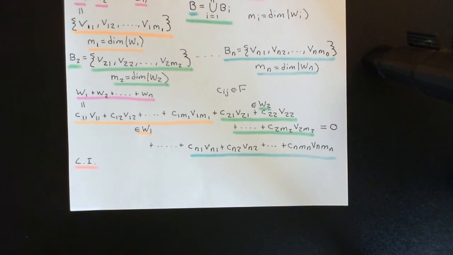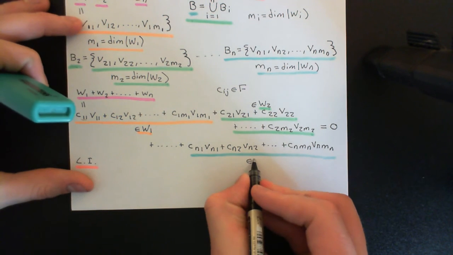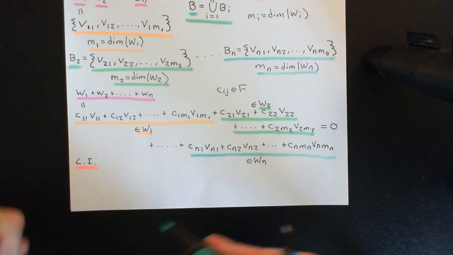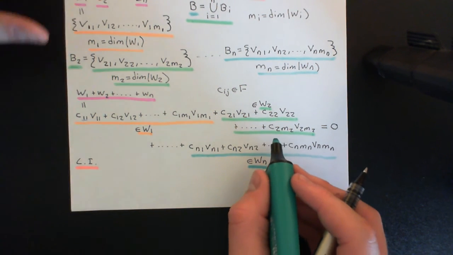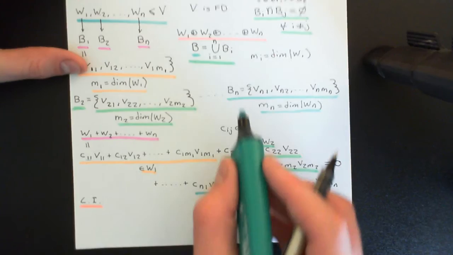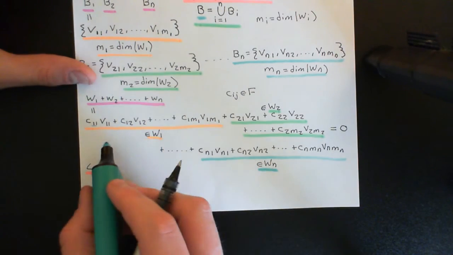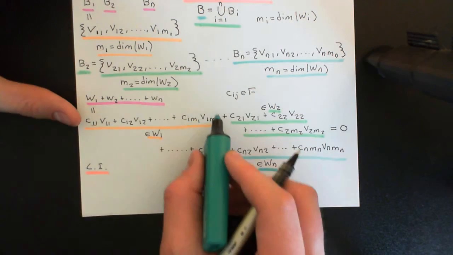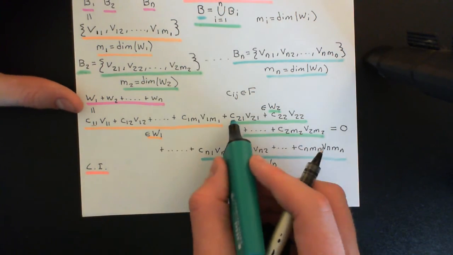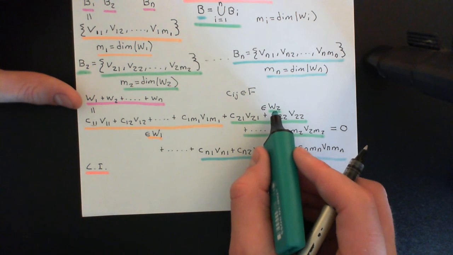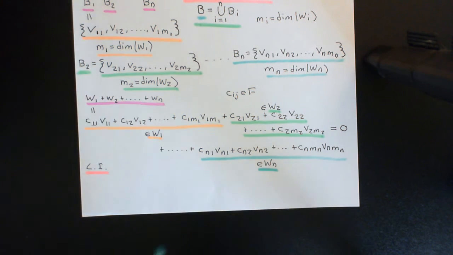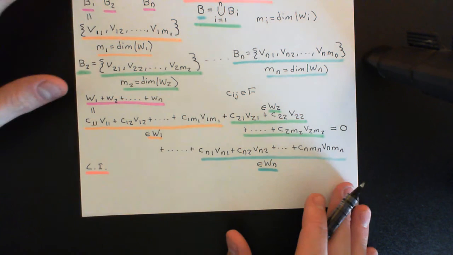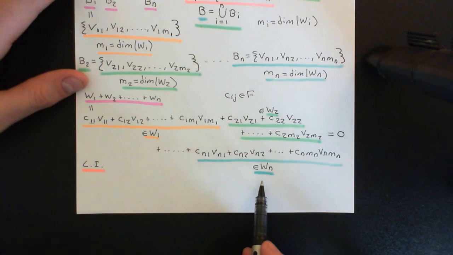Okay, and this is an element of capital Wn here in turquoise. So whenever you have a linear combination of the vectors in this set capital B, you can always think of it in this way: part of it makes up something in capital W1, part of it makes up something in capital W2, etc., all the way down to a part of it that makes up something in capital Wn.